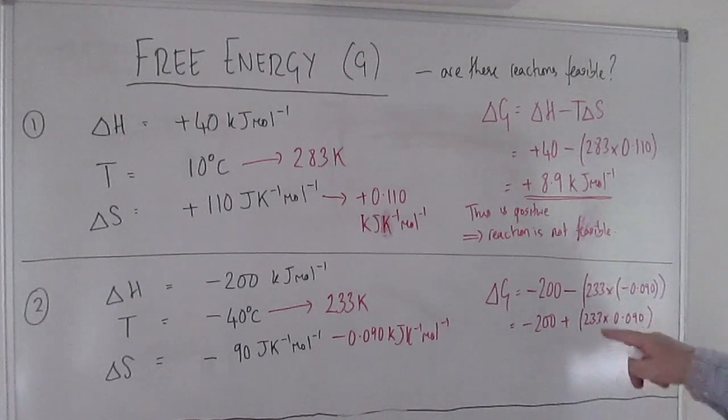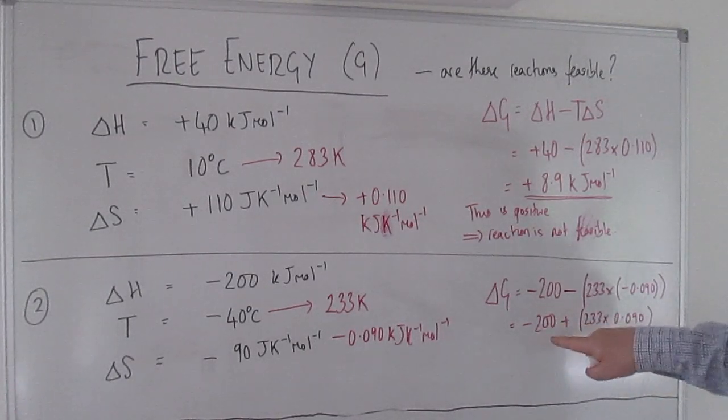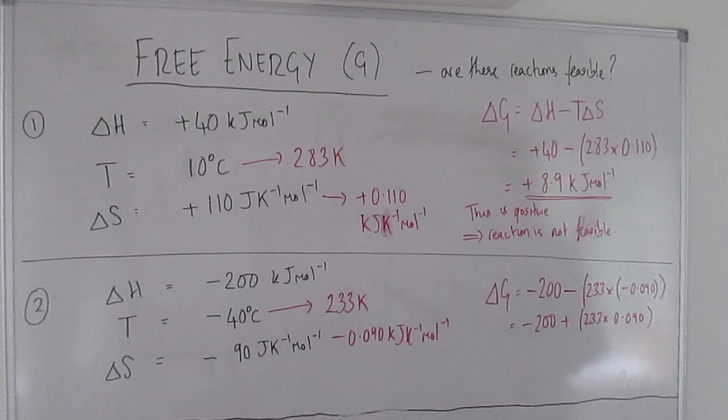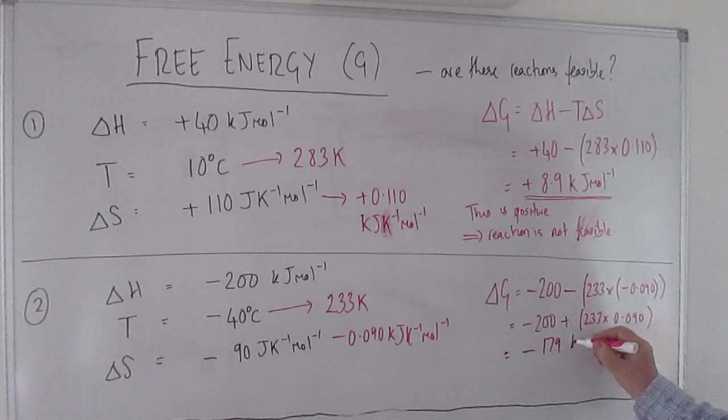Okay, so that's up to you. You don't have to write it in like that. You could just do that carefully on your calculator. But if you and your calculator don't always see eye to eye on things, then it may be better to just say, right, I'm subtracting a negative number, and that's the same as adding a positive number. Okay, so now it's straightforward. So minus 200 plus 233 times 0.09 comes to minus 179 kilojoules per mole.